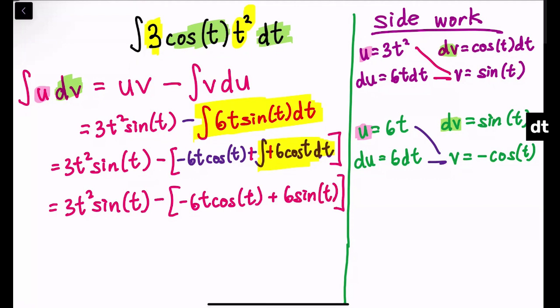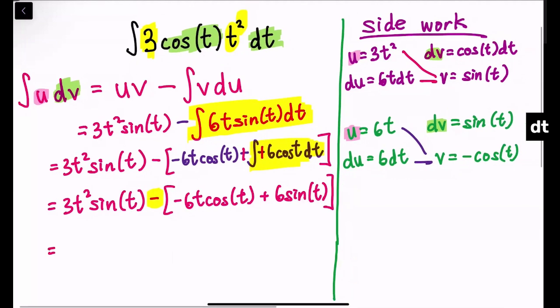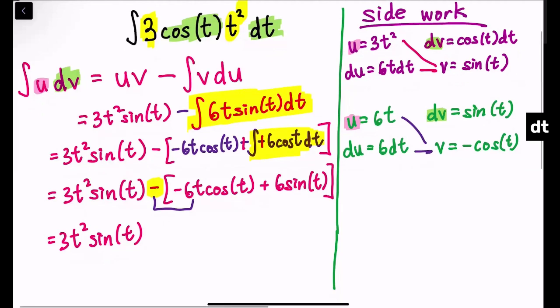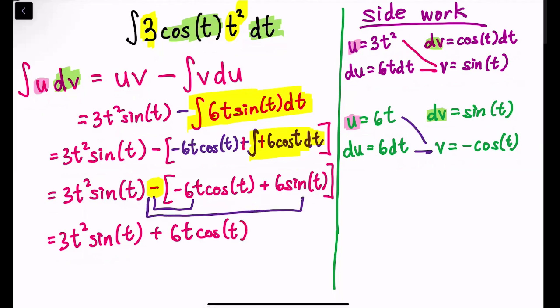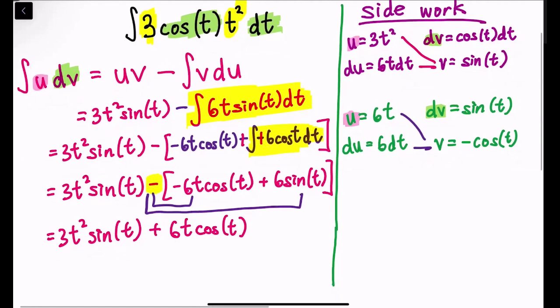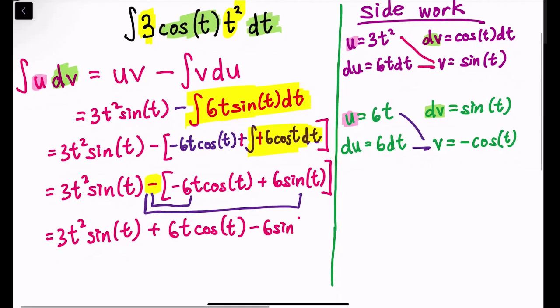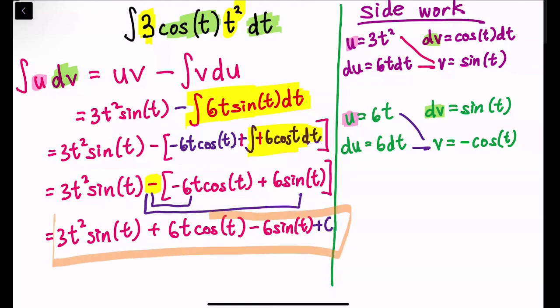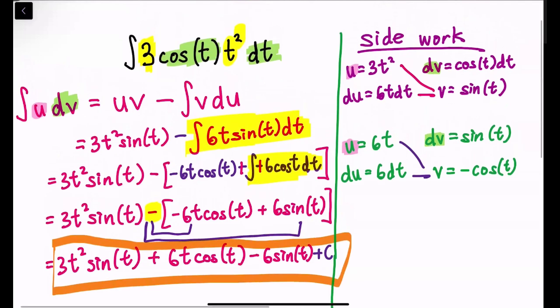And then next, for our last step, we'll need to distribute this negative sign. So distribute this negative sign to the first term, and so that will give us plus 6t times cosine t, and then distribute this negative sign one more time to our second term, and that gives us negative 6 sine of t. And don't forget to end your answer with the plus c, just because we are dealing with an indefinite integral. And that's it.